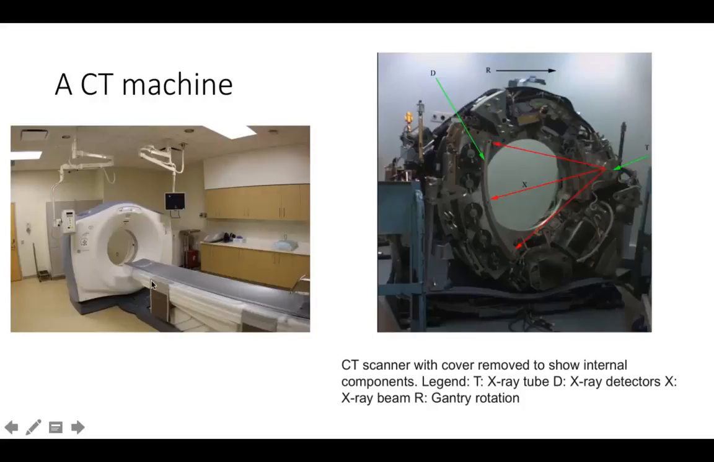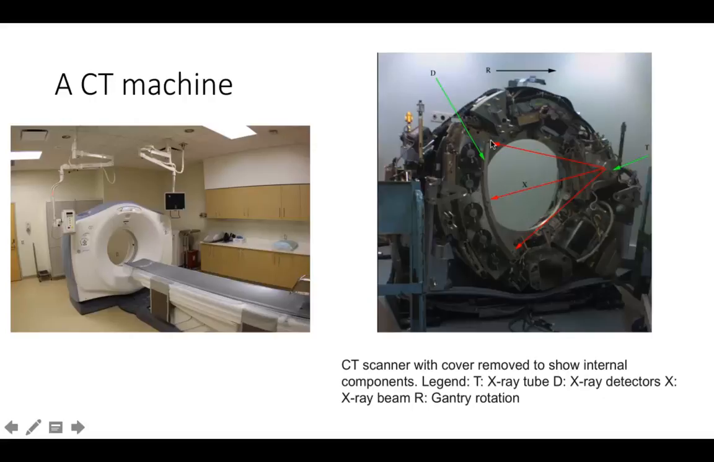So here's a picture of a CT machine. You can see it's round. The machine is going to rotate. And here's a picture of the CT scanner with the cover removed. T here is the X-ray tube.